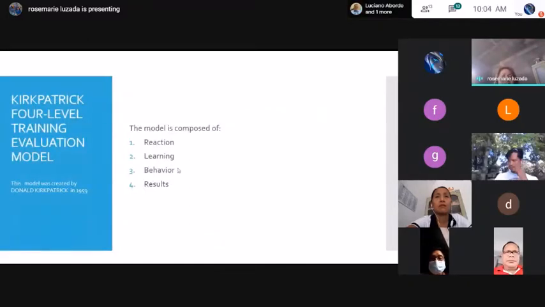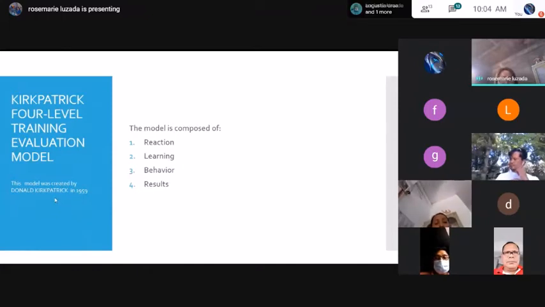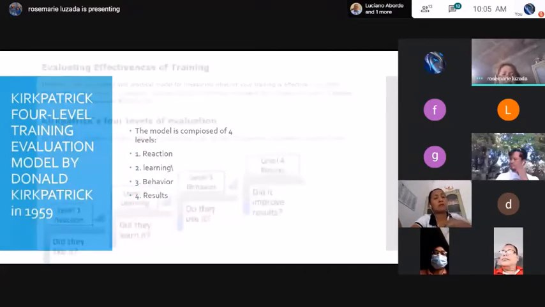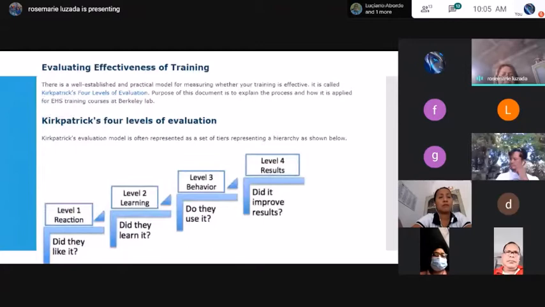Okay. So let's go to the Kirkpatrick four-level training evaluation model. This model was created by Donald Kirkpatrick in 1959. The model is composed of reaction, learning, behavior, and result. Okay. So, Kirkpatrick's four levels of evaluation.